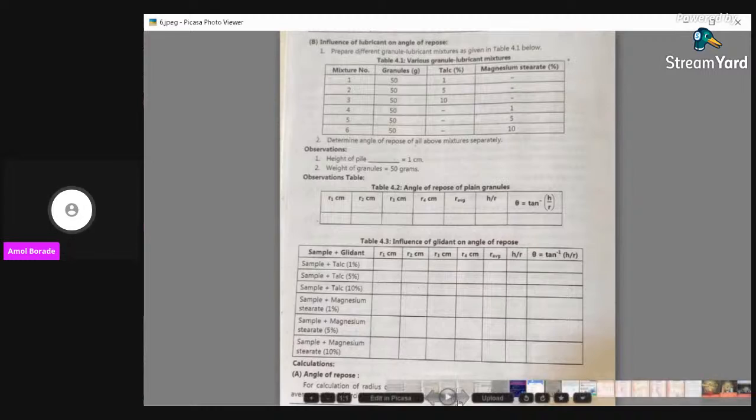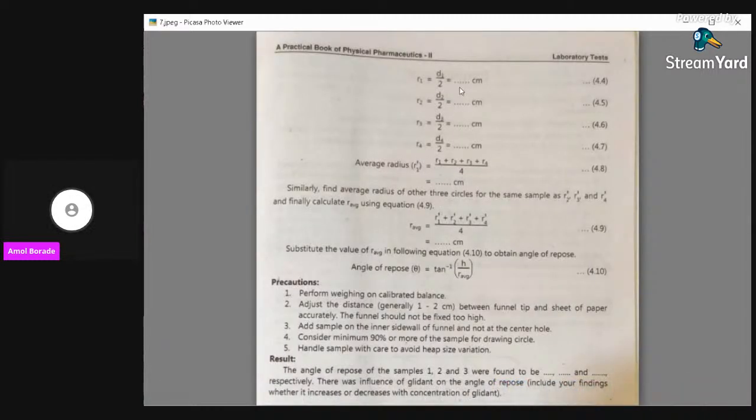Okay, theta for all the batches. So further calculation, this thing we have already done. Radius we got from the diameter divided by 2, we get the radius. We have already calculated the radius for all the batches, all the circles that we have obtained.